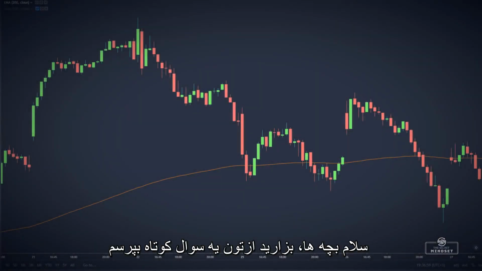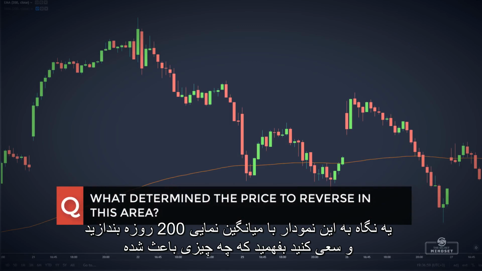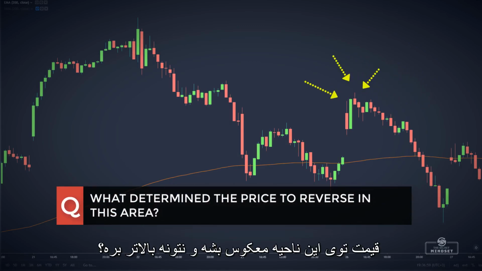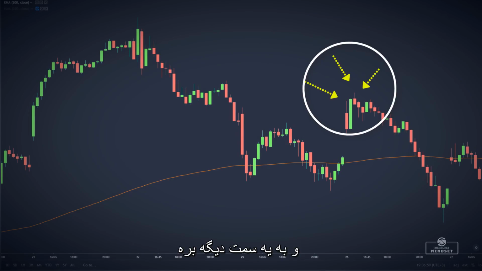Hey guys, let me ask you a quick question. Take a look at this chart with the 200 exponential moving average on it and try to find out what determined the price to reverse right in this area and was unable to move higher. What hides there and what is so important in that area that made the price reverse and go the other way?